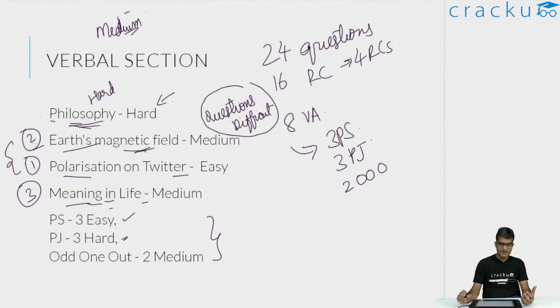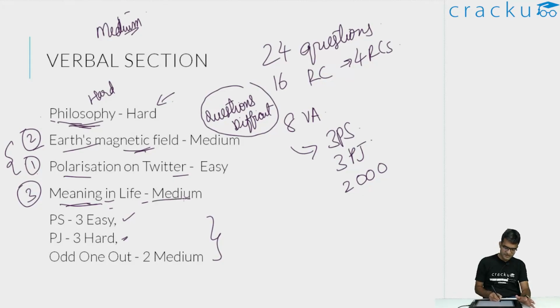The first two passages that I attempted were definitely on the easy side with respect to reading and comprehending the passage. But the last two that I attempted, both of them were philosophy based. I had a lot of difficulty in actually reading it, let alone going to the questions, actually reading the paragraph and understanding what the author was saying. So I would categorize both of them as medium.